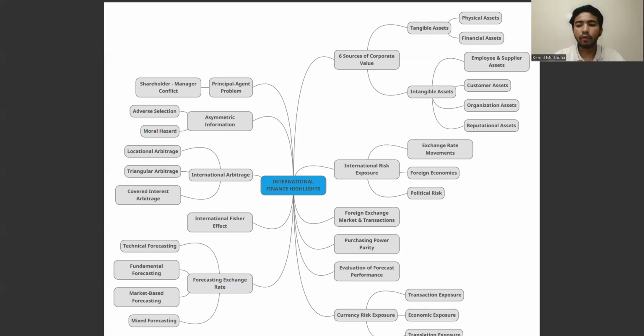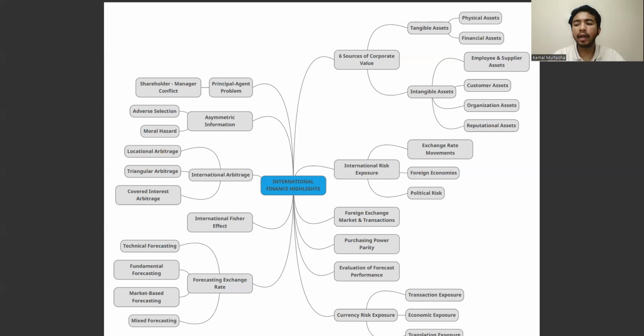In addition, forecasting exchange rates consists of several types, including technical forecasting, which involves the use of historical data to predict future values. Fundamental forecasting, which is based on the fundamental relationships between economic variables and exchange rates. Market-based forecasting, which involves developing forecasts from market indicators. And also mixed forecasting, which refers to the use of a combination of forecasting techniques.